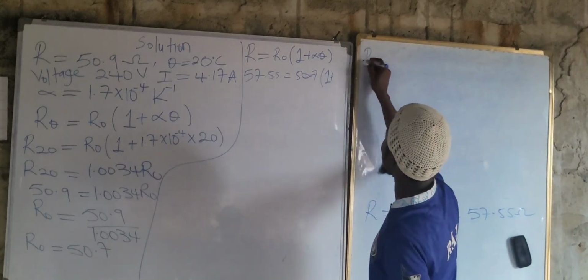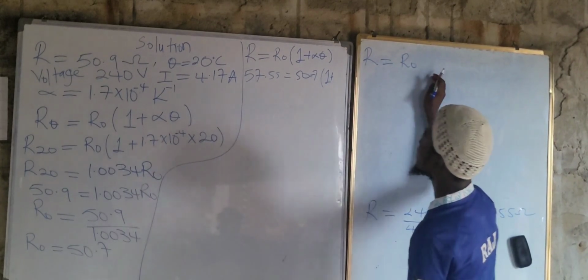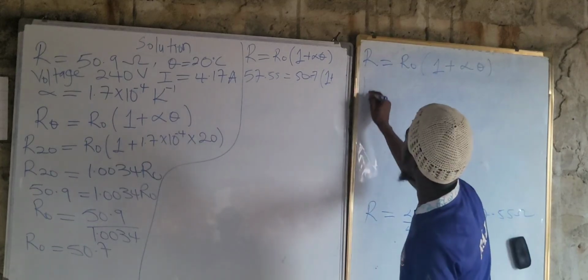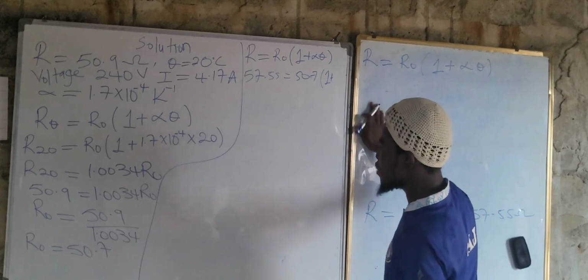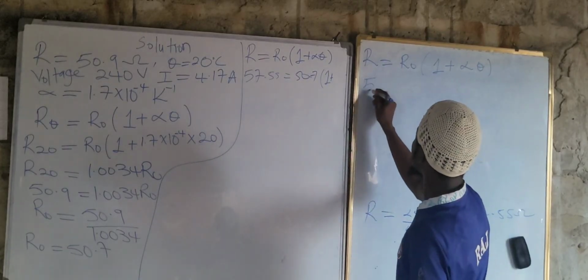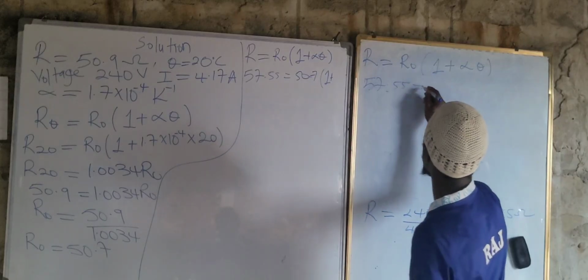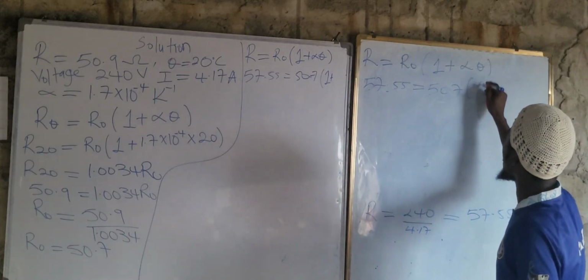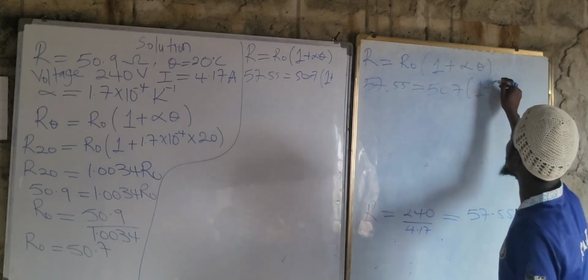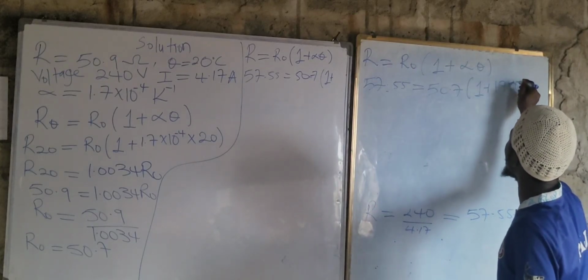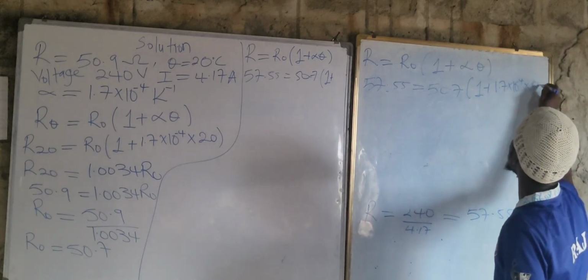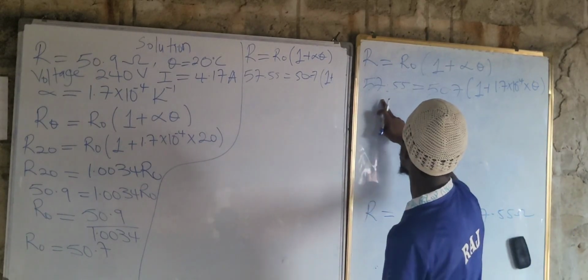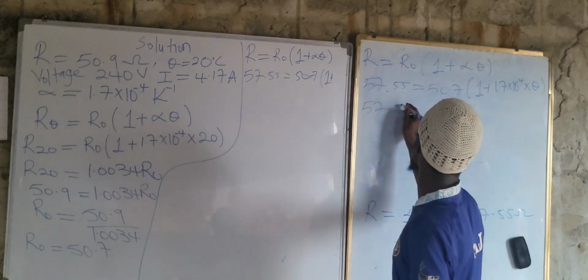Let's come here. R now is equal to R0 into 1 plus alpha theta, and the current is now equal to... only the value for I now. What is I? 57.55 here is equal to I0, which is 50.7, into 1 as a constant plus alpha, which is 1.7 times 10 to the power negative 4, times theta. That's what we have to find. Now we have 57.55 here. Are we okay here?